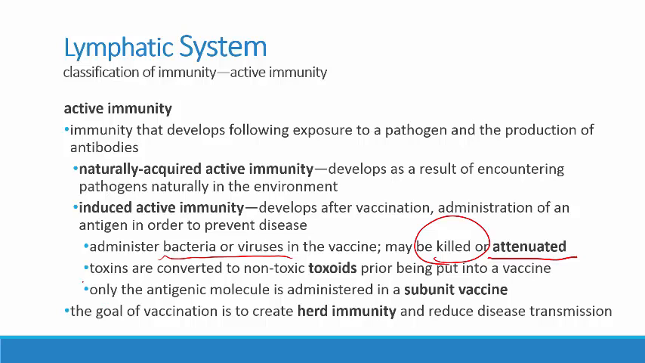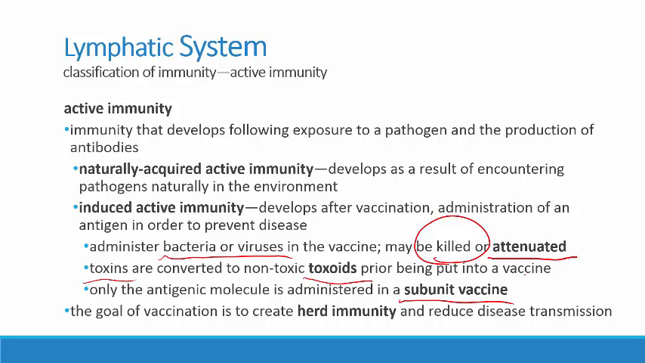If it's a toxin that's being used, then it can be converted into some sort of non-toxic form of that toxin. We talk about those non-toxic forms as toxoids. And sometimes we can just isolate the part of the molecule that acts as an antigen and administer what's called a subunit vaccine, because the vaccine only carries these antigens in it.